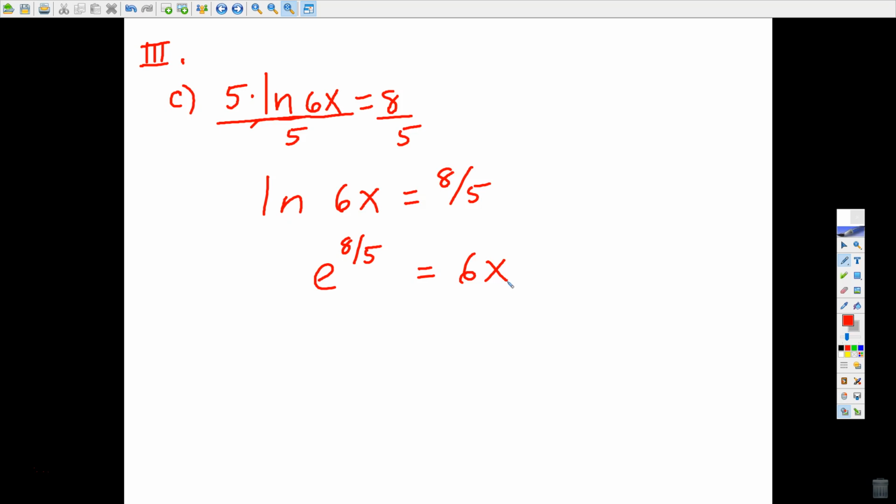And you can just hit enter. And again, don't have to write that down. Just let it sit there. And Kate, after we've got e to the 8/5 power, how will we solve for x? Exactly. So just hit divided by 6. And Casey, what is that?